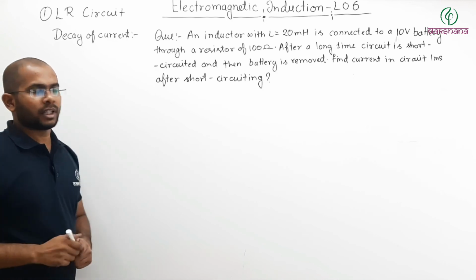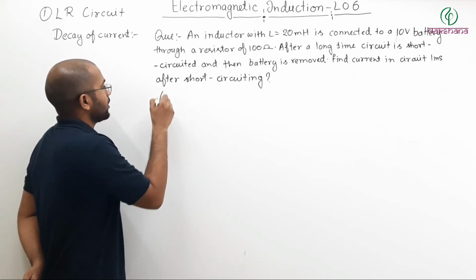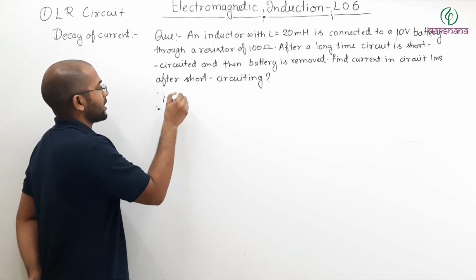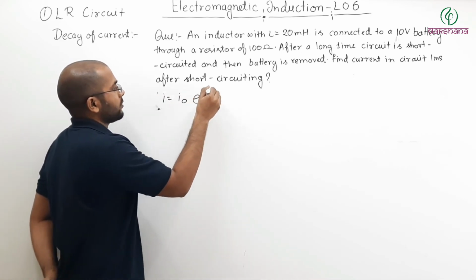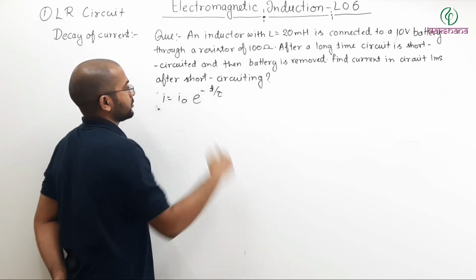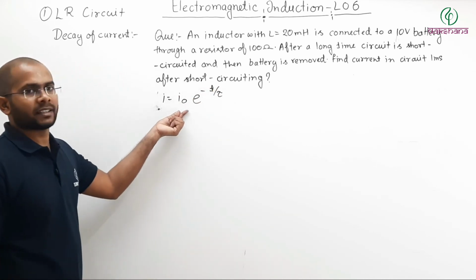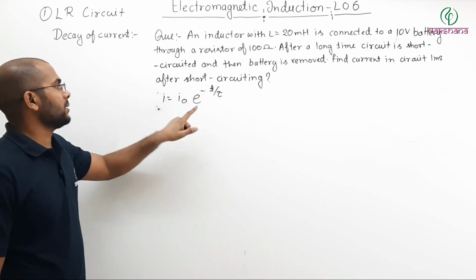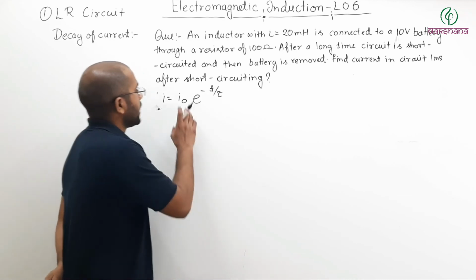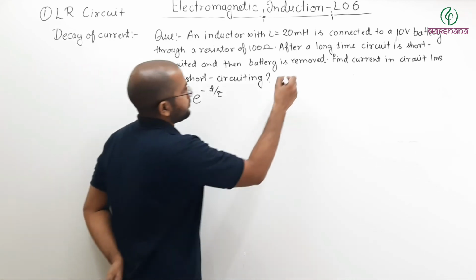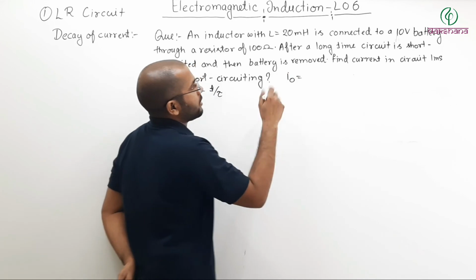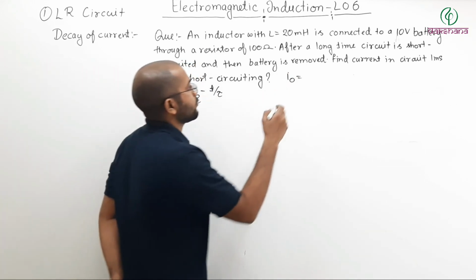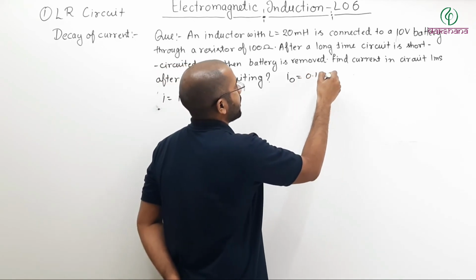So we already know the equation. Let us write that here. I equals I naught e to the power minus t divided by tau, where I naught is the maximum current at t equals 0, tau is the time constant, and t is the time. Now, I need to know I naught. I naught is nothing but EMF divided by resistance, 10 volt divided by 100 ohm, that is 0.1 ampere.